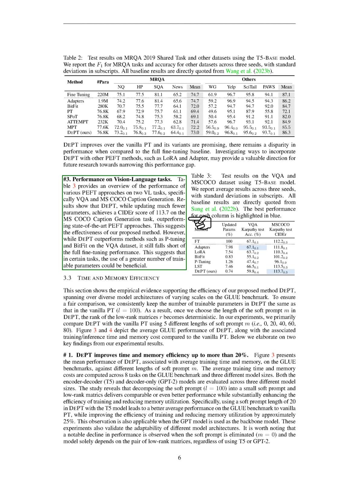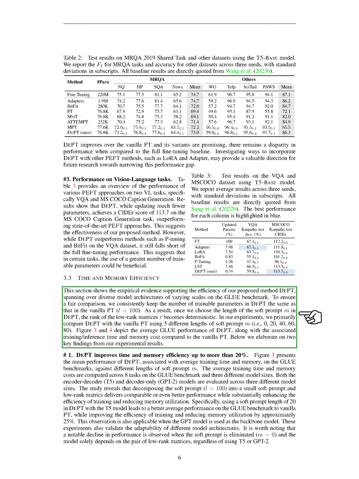Number 3. Performance on vision language tasks. Our results show that DePT, while updating fewer parameters, achieves a CIDEr score of 113.7 on the MS COCO caption generation task, outperforming top PEFT approaches. This suggests that our proposed method is effective. However, while DePT performs better than methods such as P-tuning and BitFit on the VQA dataset, it still falls short of the full fine-tuning performance. This suggests that in certain tasks, using a greater number of trainable parameters could be beneficial.